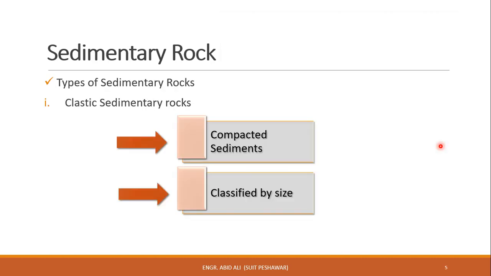Let's talk about the first type of sedimentary rock, because there are really 3 types. The first type of sedimentary rock is called a clastic sedimentary rock. Now, a clastic is actually just a fancy word for a sediment, so these are types that we have already discussed. These clastic sedimentary rocks form from compacted sediments, and these are generally classified according to their size.